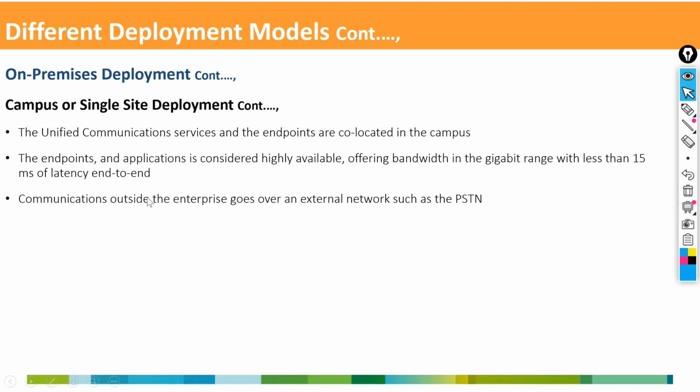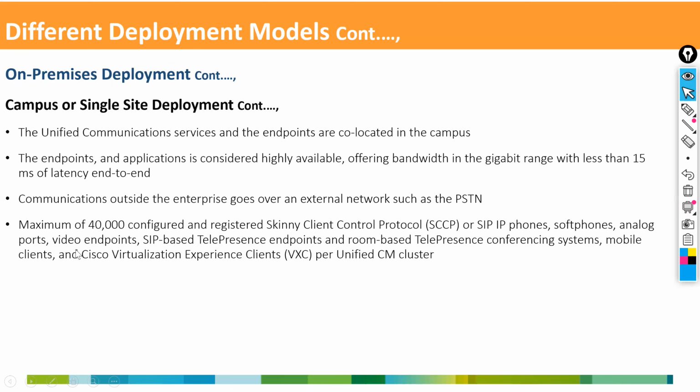Next, communication outside the enterprise goes over the external network such as the PSTN. If you want to make an external call, the call goes via the PSTN. Maximum, how many IP phones can be registered? 40,000 IP phones can be registered. Leave aside other things like virtualization. Maximum 40,000, because in a cluster, a maximum of 40,000 IP phones can be registered.